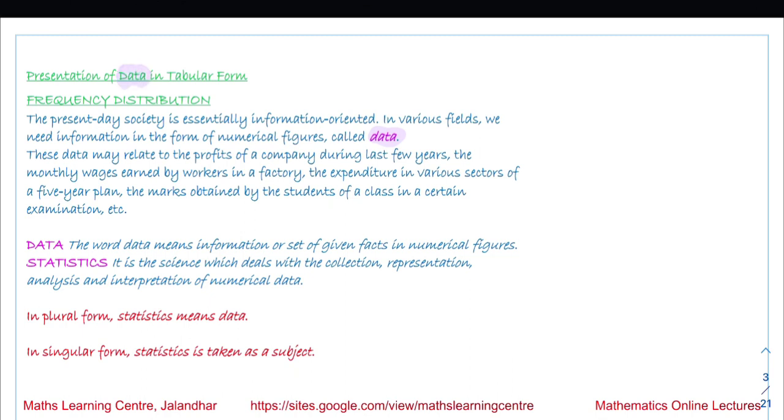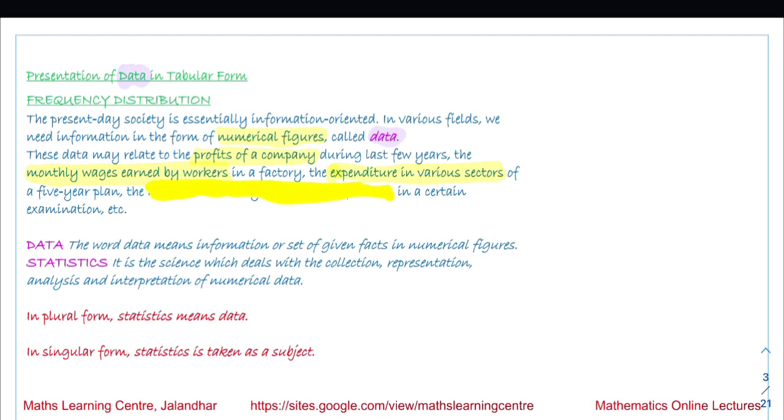So what is data? We are saying in the modern society we are dealing with a certain kind of information, and that information is in the form of numerical figures. If we talk about examples, it may be the profit of a company, it may be the monthly wages earned by workers in a factory, it may be the expenditure in various sectors of a 5-year plan, or it may be the marks obtained by the students in a class.